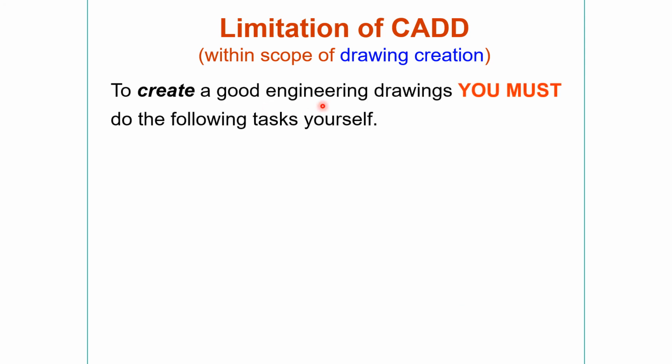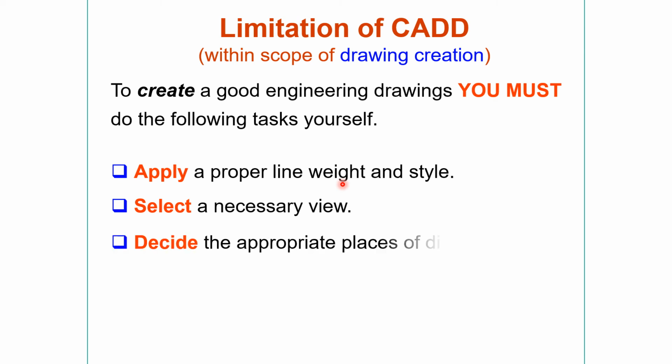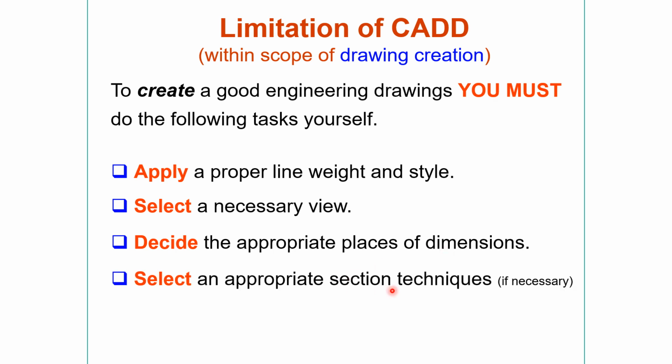To create good engineering drawings, you must do the following tasks yourself. Apply a proper line weight and style, meaning what the thickness will be. Select the necessary views, whichever will be necessary. Decide the appropriate place of dimensions, where dimensions will be placed. Select appropriate section techniques if necessary, section views.